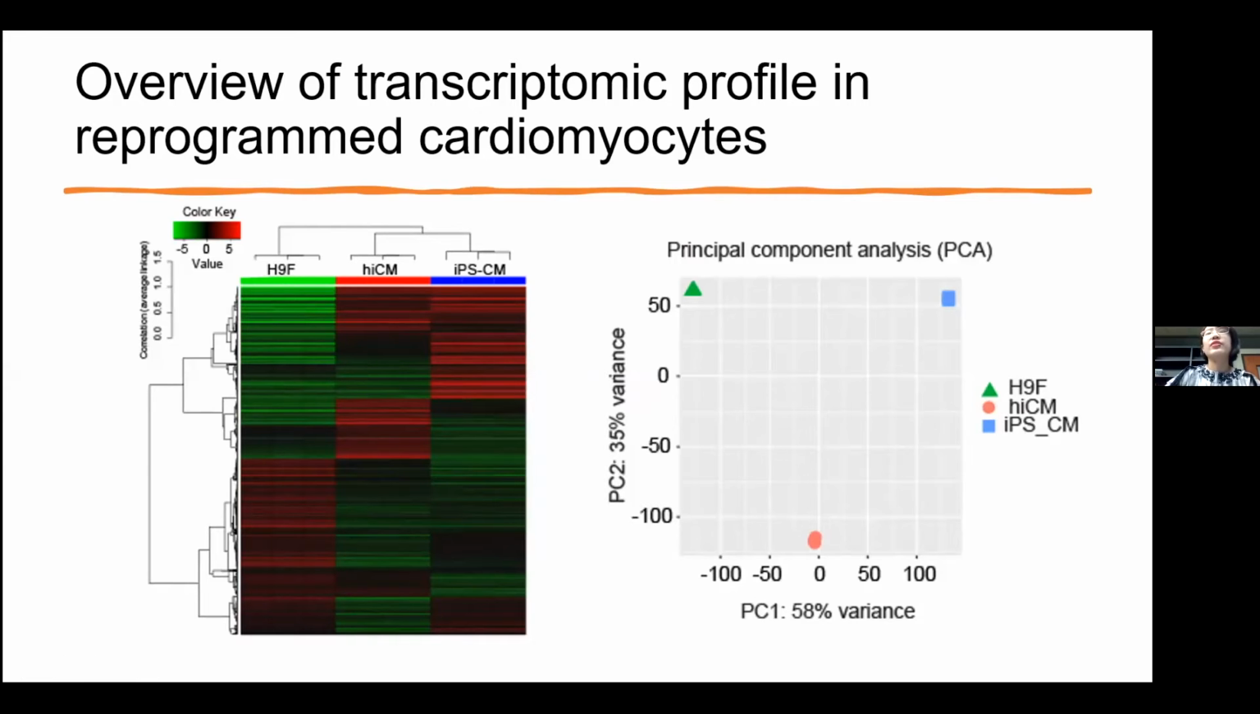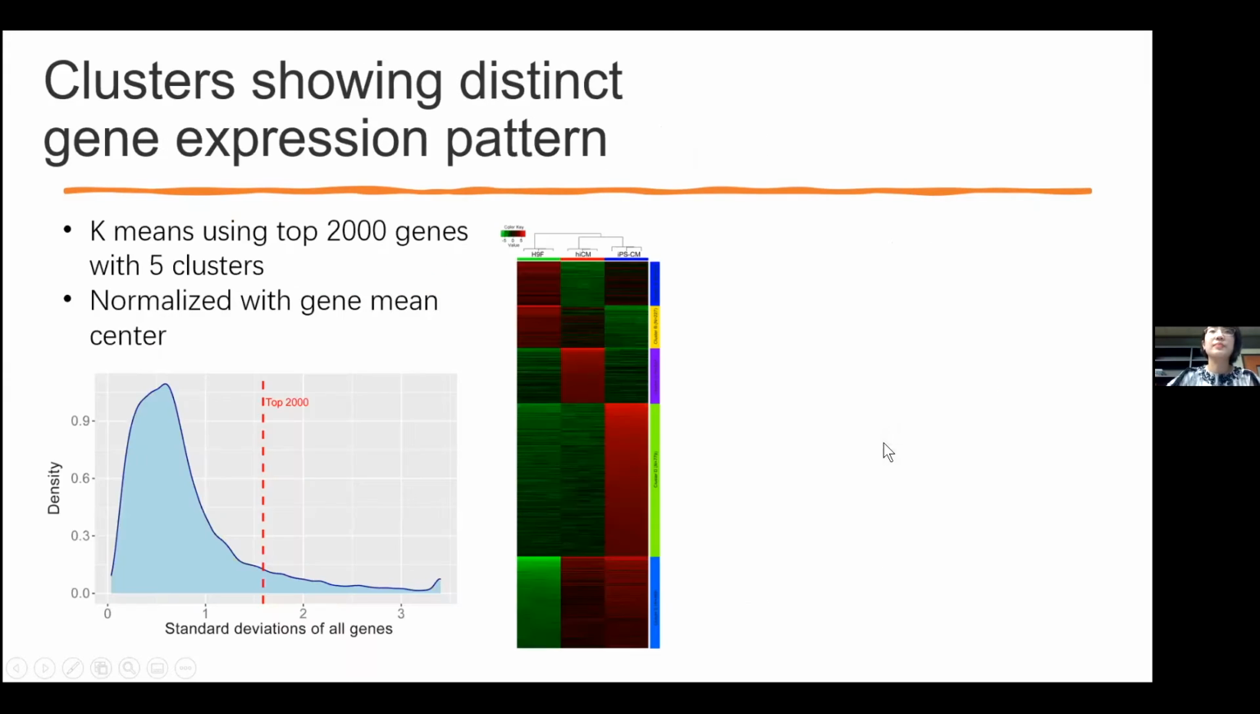So here is the overview of transcriptomic profiles in the reprogrammed cardiomyocytes. We included H9F, which is an embryonic-derived fibroblast, as a negative control. From the PCA analysis plotting PC1 and PC2, we can tell that the three cell types are three different groups of cells. Even iPSC-CMs and HiCMs have a lot of difference between them.